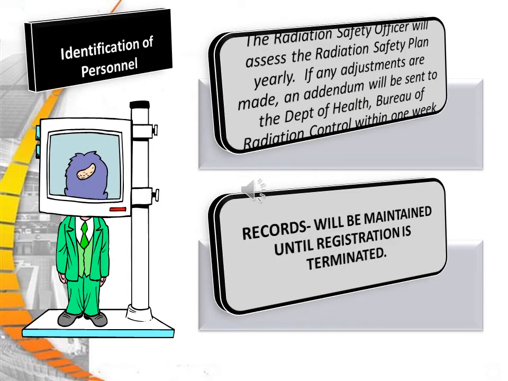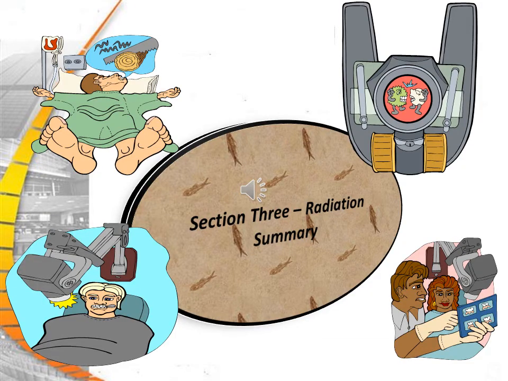The radiation safety officer will assess the radiation safety plan yearly. If any adjustments are made, an addendum will be sent to the Department of Health Bureau of Radiation Control within 1 week. Records will be maintained until registration is terminated. Section 3, Radiation Summary.